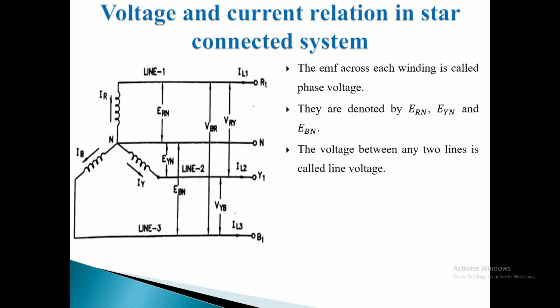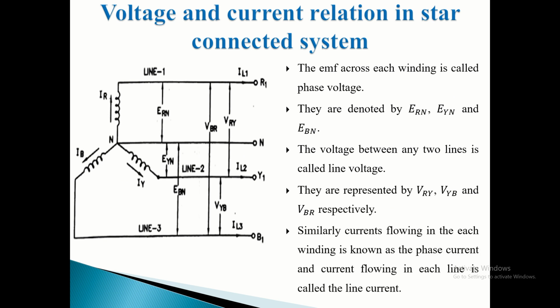Voltage and current relation in star connected system. So a diagram is given for the star connected system. All three windings are connected at one common terminal. That terminal is called the neutral conductor. The EMF across each winding is called phase voltage. Phase voltage is denoted by ERN, EYN, and EBN. It is also called the voltage between any one line and the neutral conductor. So ERN is between line 1 and neutral conductor, EYN between line 2 and neutral conductor, EBN between line 3 and neutral conductor. So it is called phase voltage.